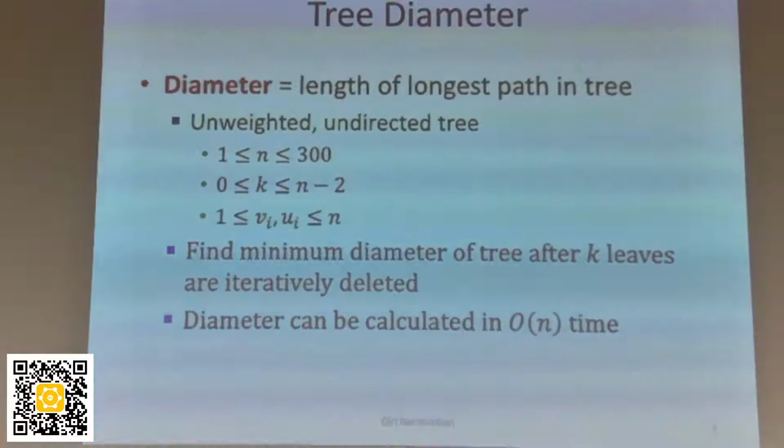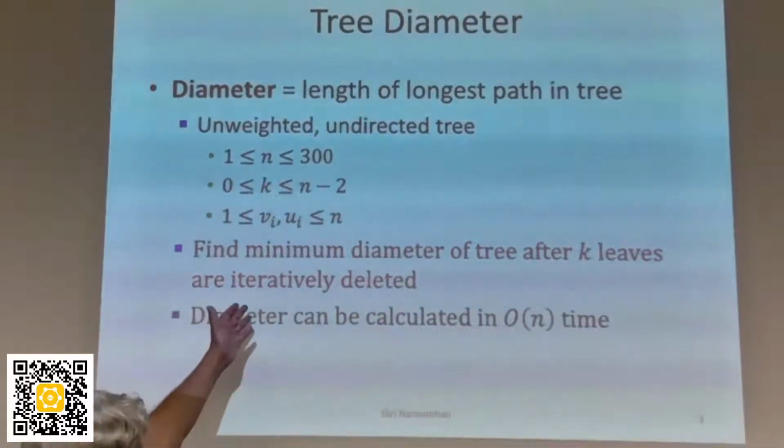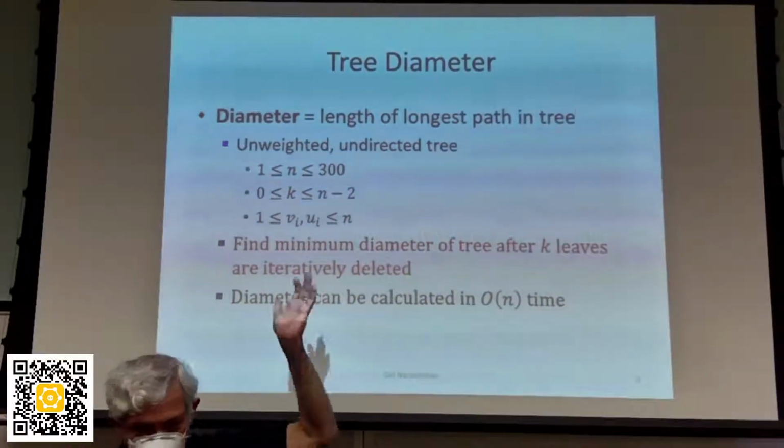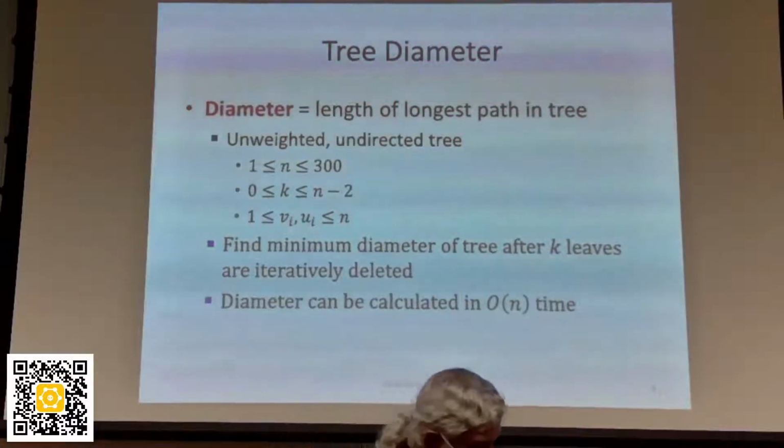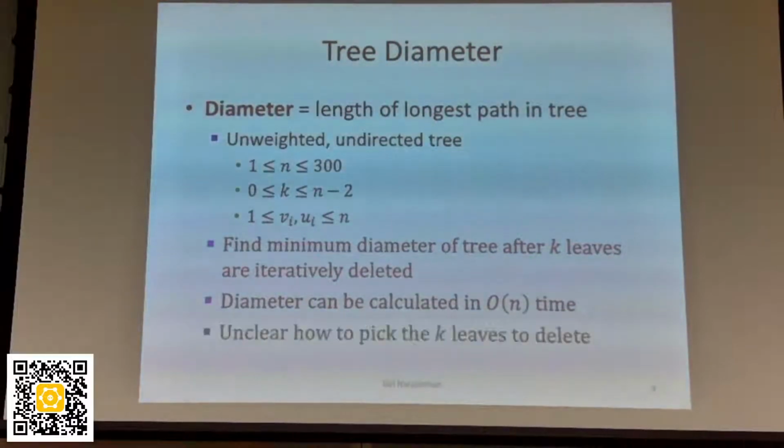So we're asked to find the minimum diameter after k leaves are deleted. And you can choose whichever k you want. This is the problem setup. What do we know now? We don't know how to pick the k leaves. So we've got to start with some ideas. Where do we even start? Any thoughts on what might help us?